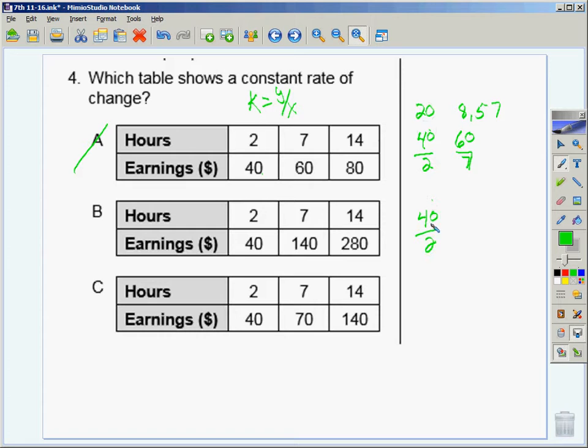40 divided by 2, 20. 140 divided by 7, 20. 280 divided by 14, 20. Did K stay constant? That's why B is the correct answer.